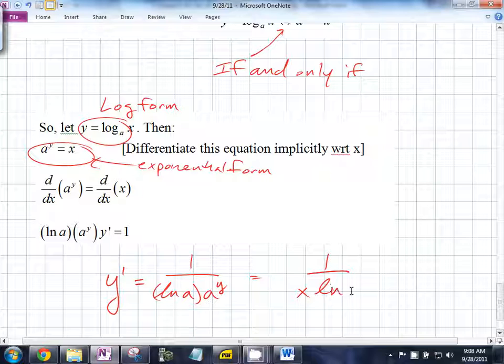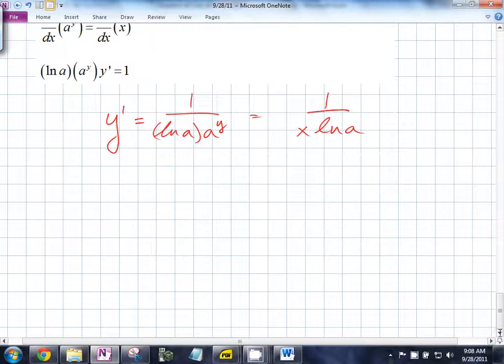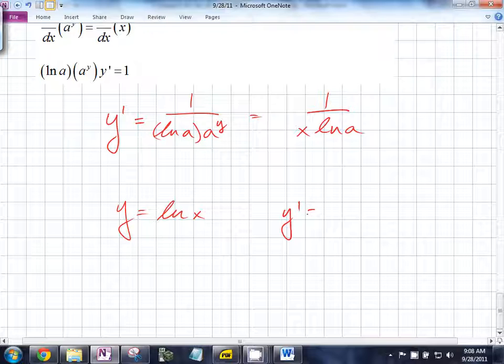What a value do we really like? 1 is okay. We like e, too. What is the derivative of ln x? If y is equal to ln x, what is y prime equal to? 1 over x ln e. But what is ln e? 1. So 1 over x. So the derivative of ln x is 1 over x. This is really super important.